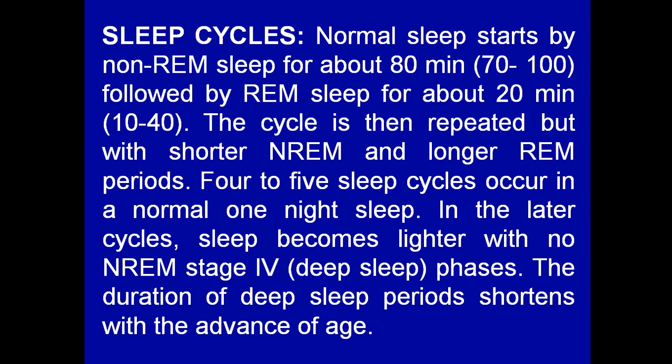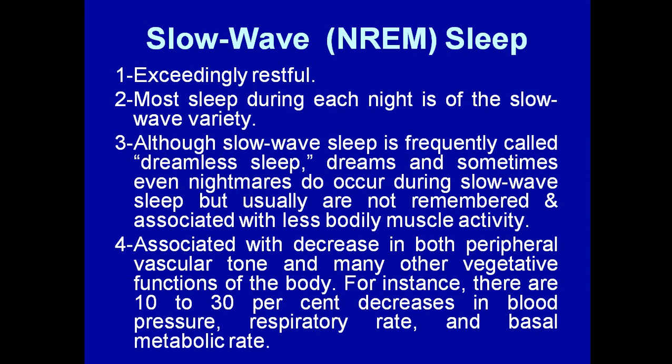Also the second cycle will repeat, again non-REM followed by REM, but the first NREM starts to be shorter and the last REM starts to be longer, until in the later cycles sleep becomes lighter, and in the last cycle it is all rapid eye movement. The duration of deep sleep periods also shortens with advancement of age.